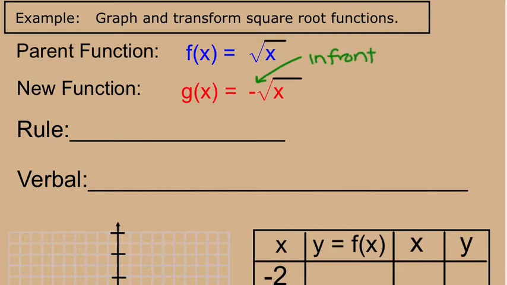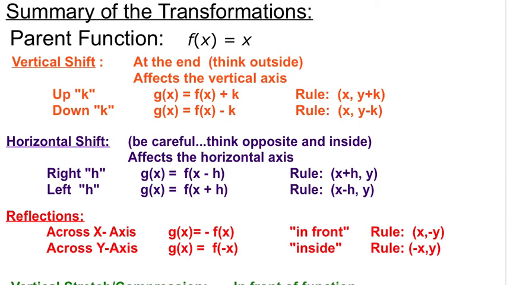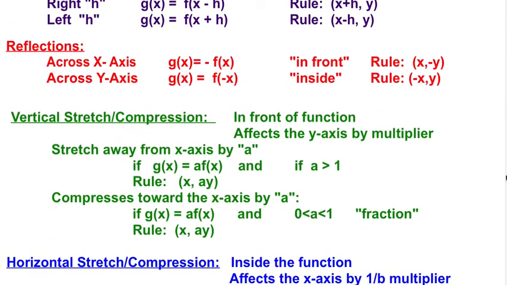So if we look at our chart, when a negative is in front of the function, in front of the square root, we say it's a reflection about the x-axis. And the rule is every y value is going to be the opposite sign.